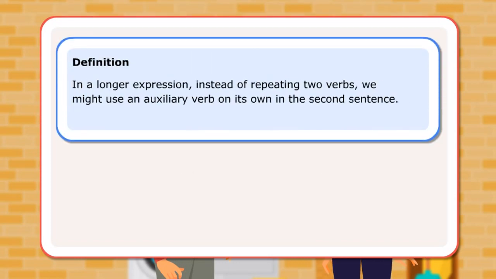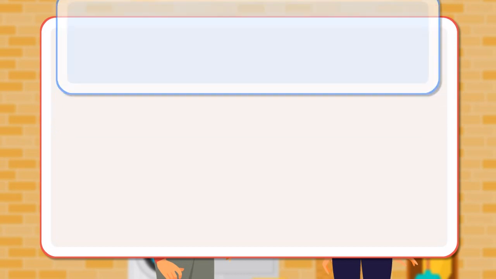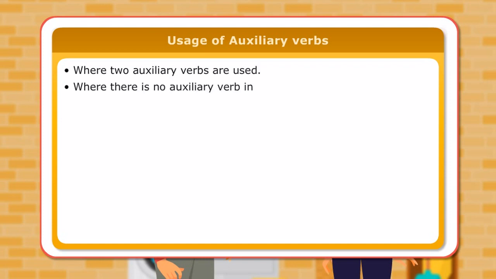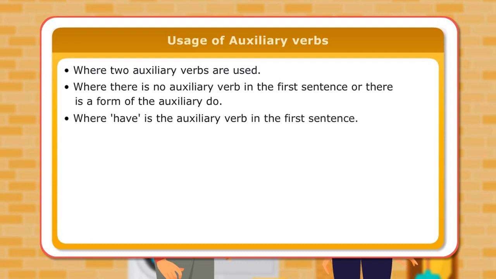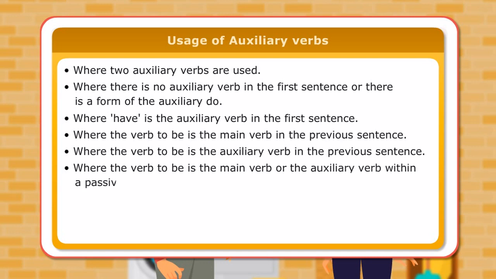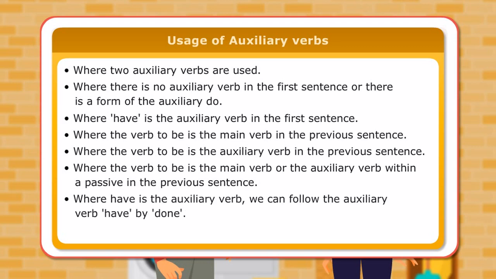Definition: in a longer expression, instead of repeating two verbs, we might use an auxiliary verb on its own in the second sentence. Usage of auxiliary verbs. We leave out words in the second sentence, where two auxiliary verbs are used, where there is no auxiliary verb in the first sentence, or there is a form of the auxiliary do, where have is the auxiliary verb in the first sentence, where the verb to be is the main verb in the previous sentence, where the verb to be is the auxiliary verb in the previous sentence, where the verb to be is the main verb or the auxiliary verb within a passive in the previous sentence. Where have is the auxiliary verb, we can follow the auxiliary verb have by done. Where a modal auxiliary verb is the auxiliary verb.